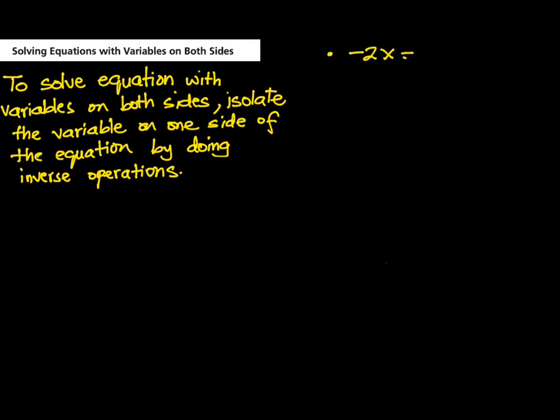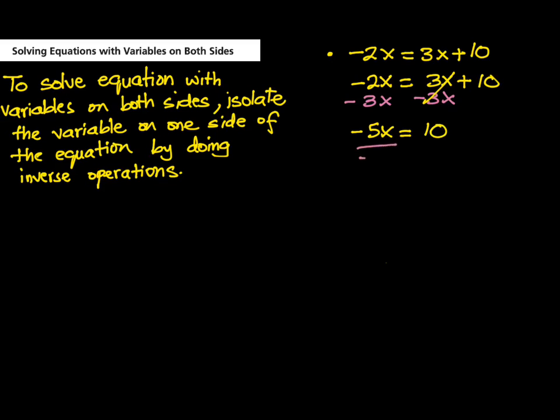So let us see an example of how to do it. You have an equation, negative 2x equal to 3x plus 10. To get all the x together on one side, we're going to subtract the 3x so that the inverse operation cancels the 3x. That will give you negative 5x equal to 10. And then you divide both sides by negative 5, which will give you x equal to negative 2.